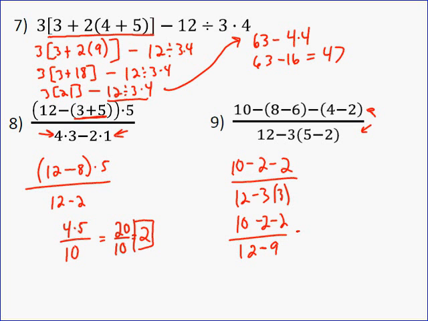Now we can go through and solve the numerator and denominator. 10 minus 2 is 8. 8 minus 2 is 6 for the numerator. 12 minus 9 is 3. 6 divided by 3 is 2.